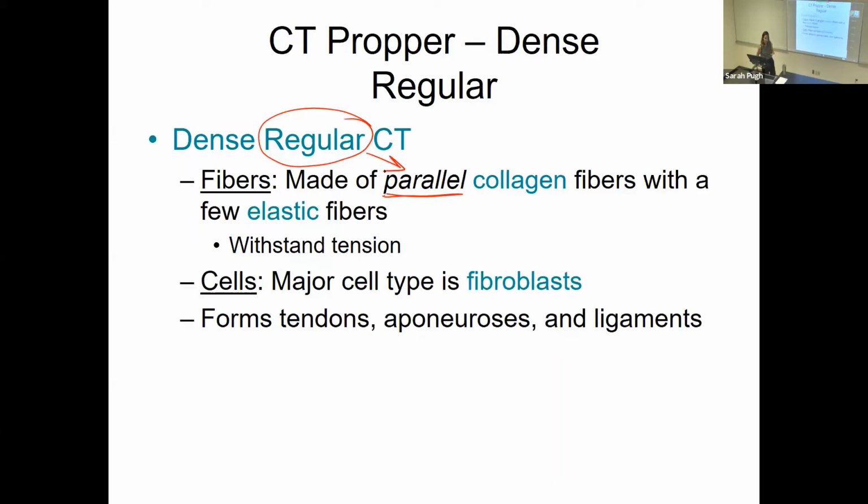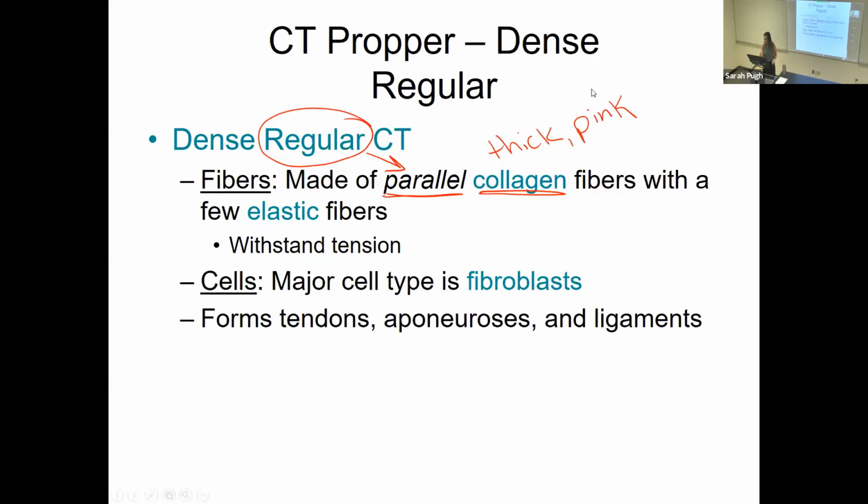And dense regular connective tissue has a ton of collagen fibers in it. And so collagen fibers, remember, these are the ones that are stronger than steel. They're usually thick and they're usually pink in color. And so because they're really, really tough, they can withstand a lot of tension. But again, think about this. We're looking at fibers that are all running in the same direction. So the tension that this tissue can withstand is from one direction, being pulled in one direction.